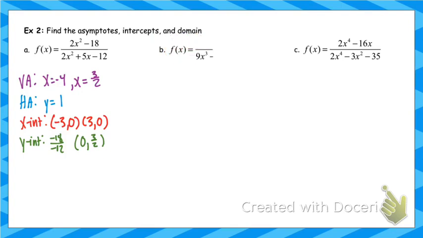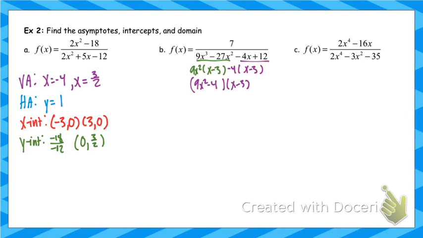So the first thing we need to do is factor. So to factor, we're going to do grouping here. 9x squared comes out, left with x minus 3. Minus 4 comes out, left with x minus 3. So 9x squared minus 4 and x minus 3. But this actually factors more. 9x squared minus 4 factors into 3x plus 2 and 3x minus 2.